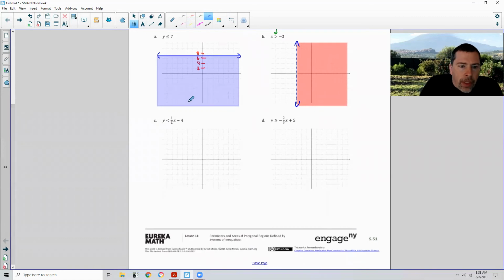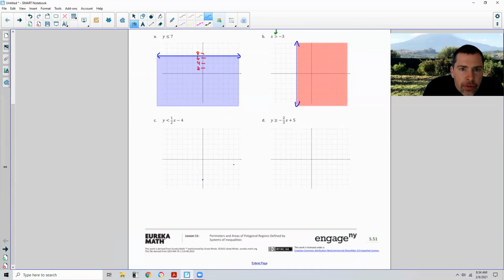Part C, now we have a linear inequality. There's no equal sign, so my line's going to be dashed. And let's just keep with blue here. So think of this as y equals mx plus b. B is our y-intercept, 1, 2, 3, 4. So I put a dot right there. And slope is 1/2, rise over run, up 1, over 2. So I'm just going to go that far. So it's a straight line going this direction here. The slope's positive, going up from left to right.